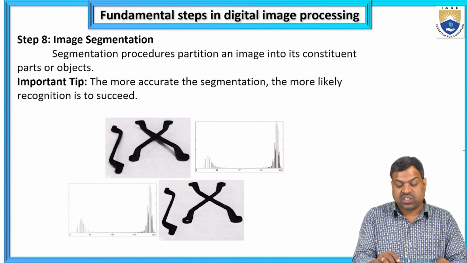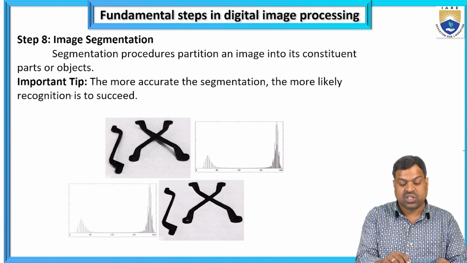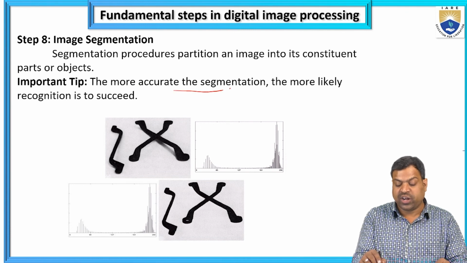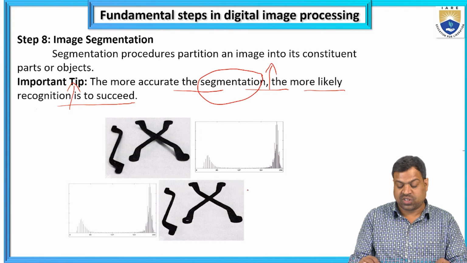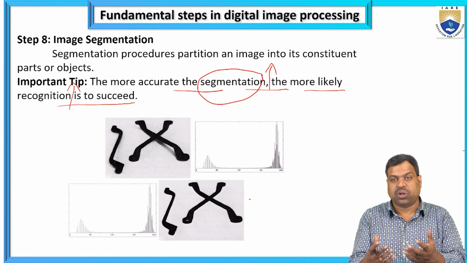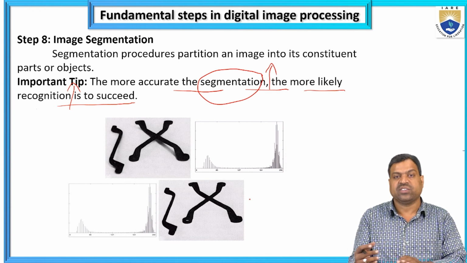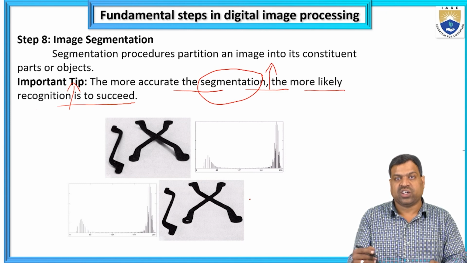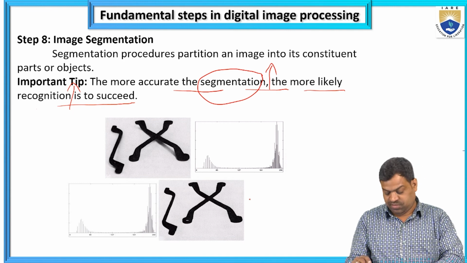And image segmentation. The segmentation procedure partitions an image into its constituent parts. What is the important thing here? The more accurate the segmentation, the more likely recognition will succeed. So if the segmentation is very accurate, then recognition is possible. That is the reason for image segmentation. Segmentation means, for example, the brightness is very high, so it looks like an unidentifiable image. An unidentifiable image is converted to an identifiable image. How is it possible? We are dividing it into segments. If the segmentation accuracy is high, then recognition of the image becomes easy, or it will succeed.